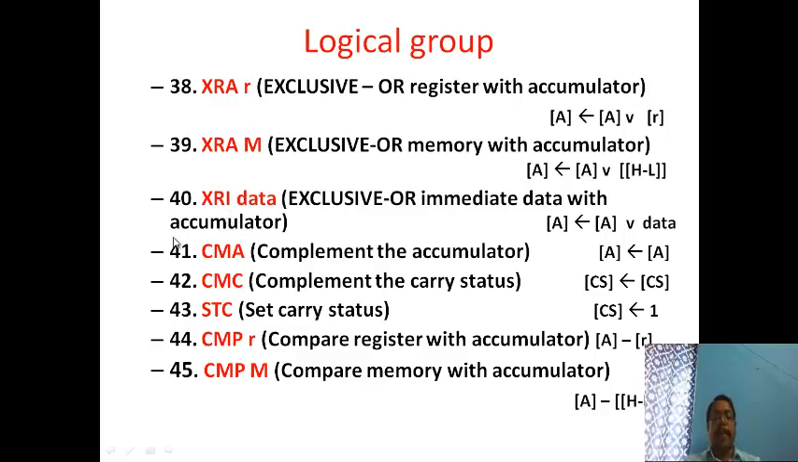Let's move on to instruction number 41, which is CMA, that is complement the accumulator. So if the accumulator has a value, that will be complemented. I will tell you an example. If the accumulator has FF, once you take the complement of FF, the result is 00, because in FF all bits are 1. If you complement, all bits become 0, so it will become 00.